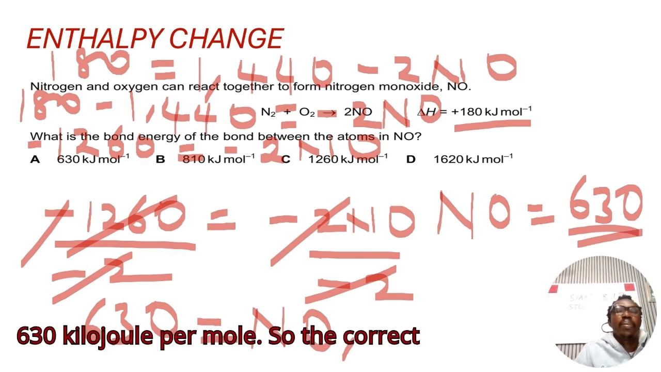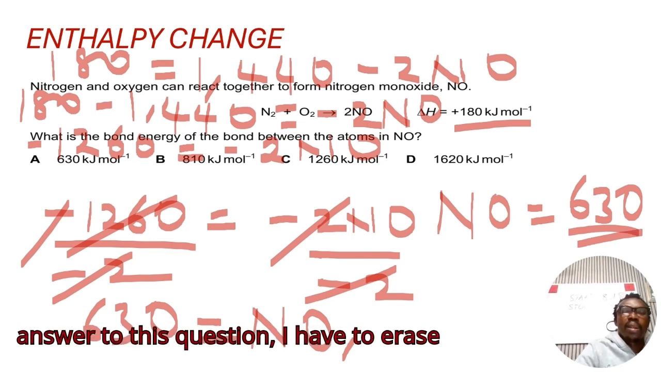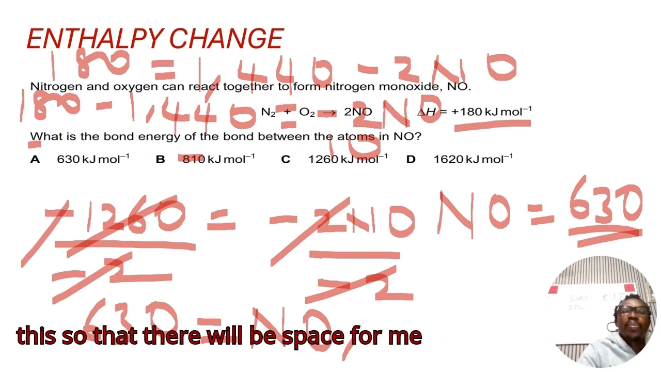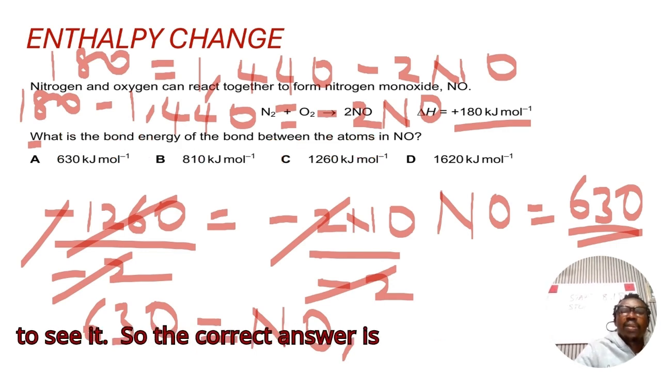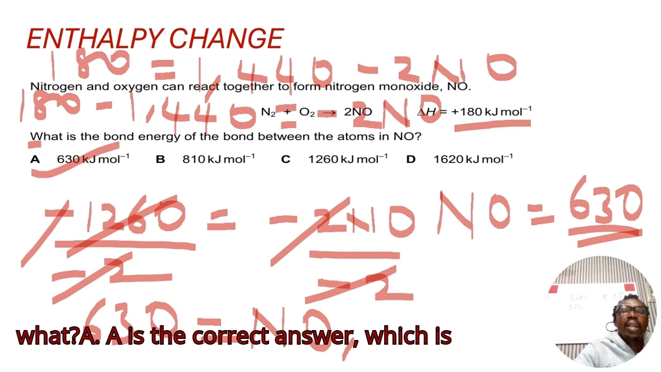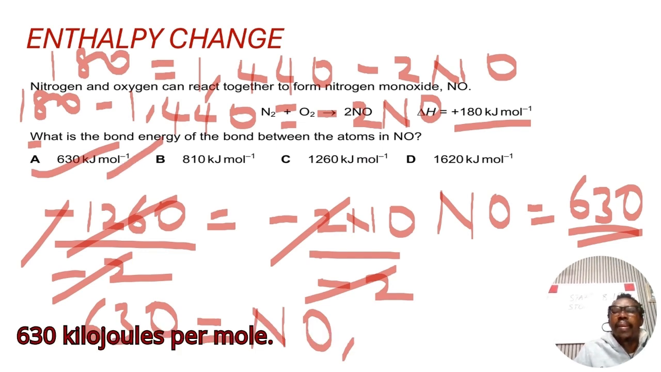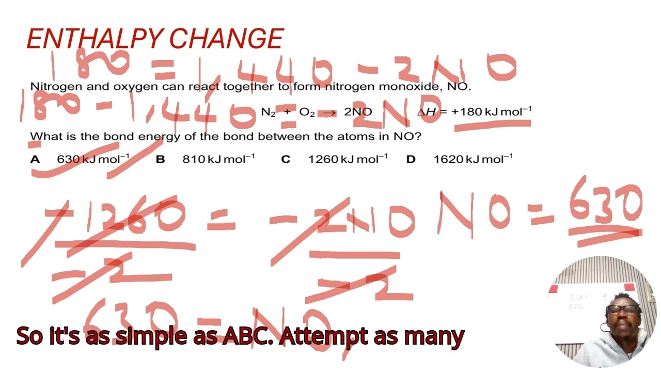So the correct answer to this question is A. A is the correct answer, which is 630 kilojoule per mole. So it's as simple as ABC.